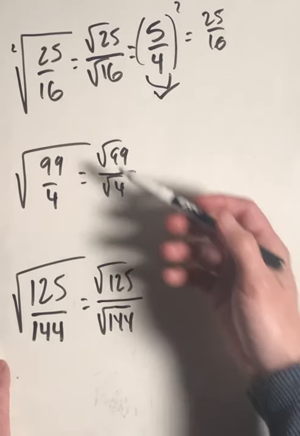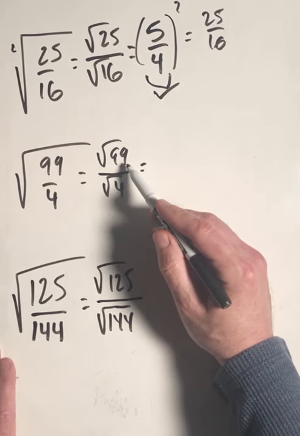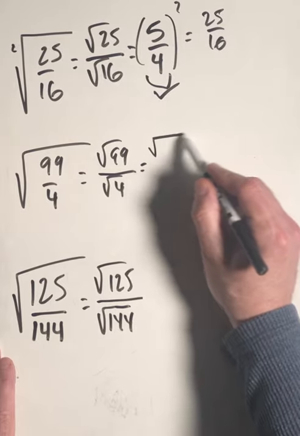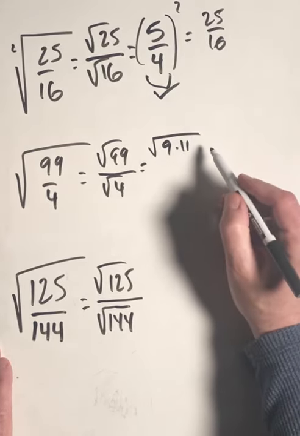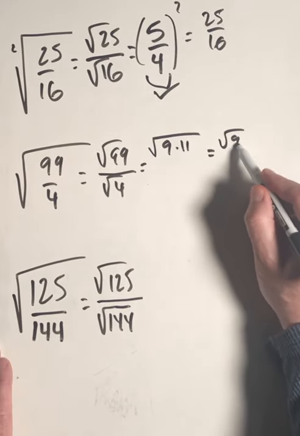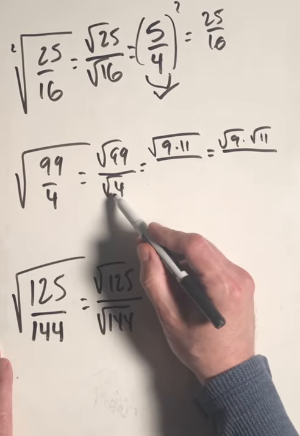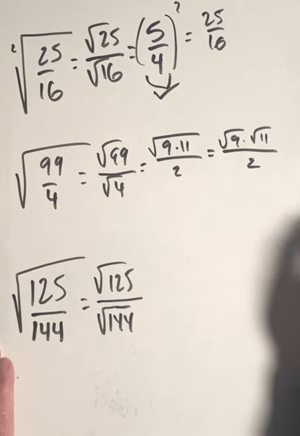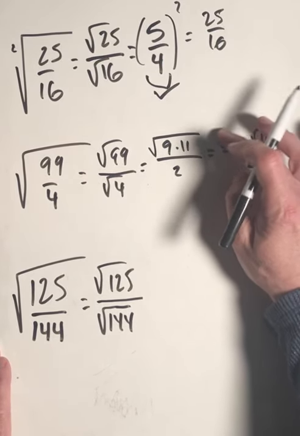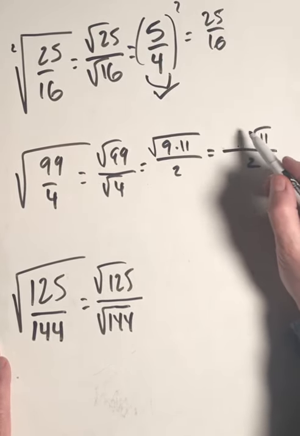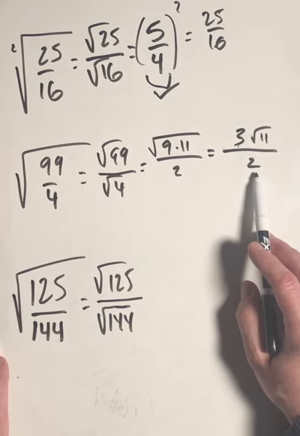So same thing here, the square root of 99/4. Now we'll simplify both of these. 99 is not a perfect square, but it is the square root of 9 times 11, which simplifies into the square root of 9 times the square root of 11. The square root of 4 is just 2, so that stays in here. The square root of 9 is 3. So this really becomes 3 radical 11 divided by 2.